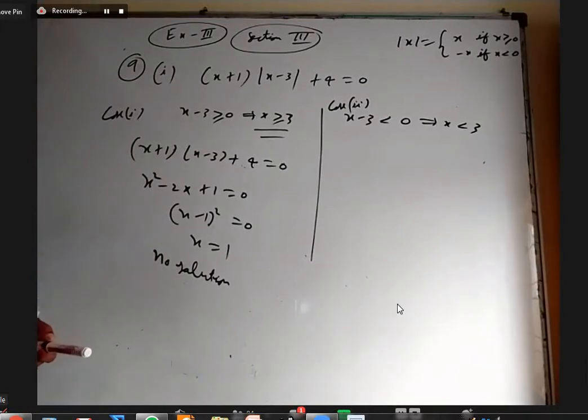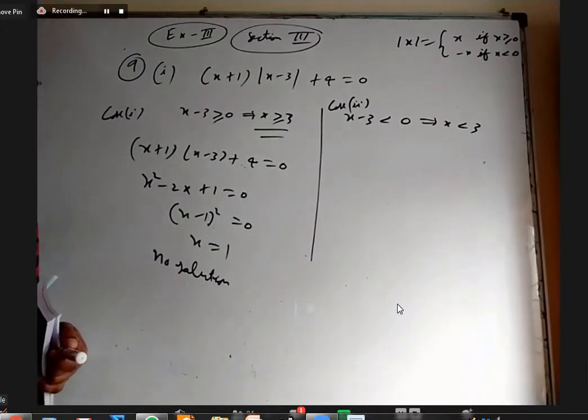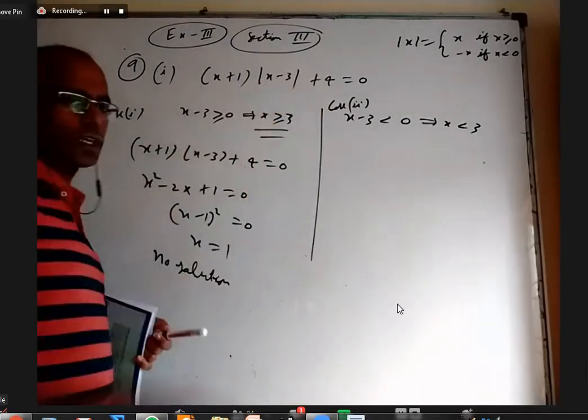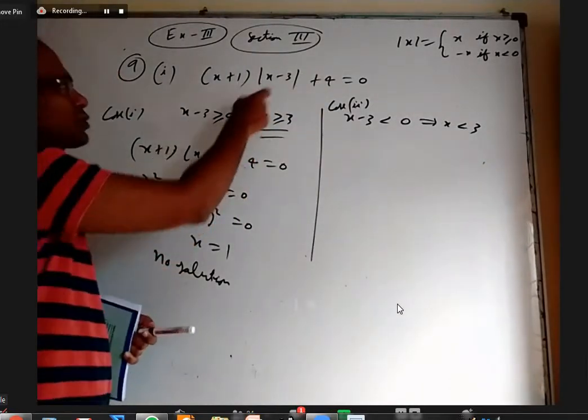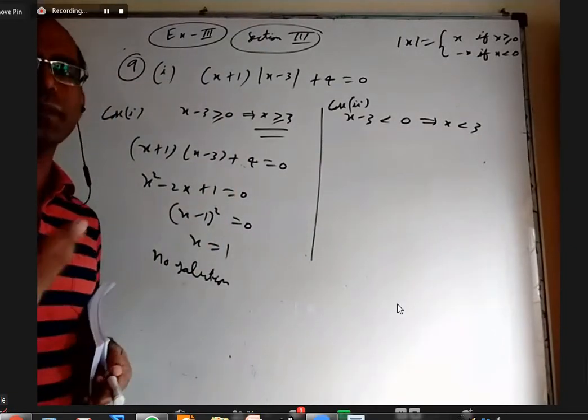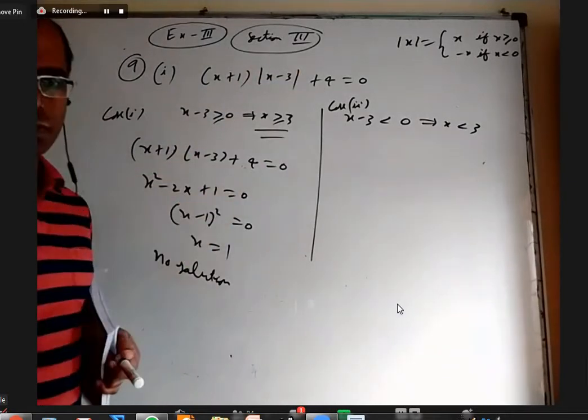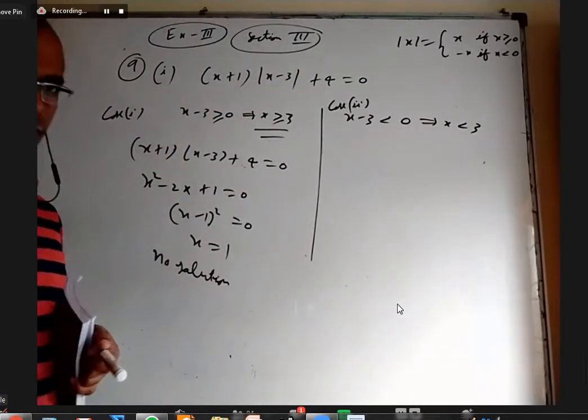Sir, x should not be equal to 3? If we put 3, we get 4 equal to 0, sir. Whether it is a solution here or not, that is not the point. We are taking cases to decide whether for mod x minus 3 I should write x minus 3 or minus of x minus 3. Because in some other question I may get x equal to 3 also as a solution, and then I should accept it. For that reason.